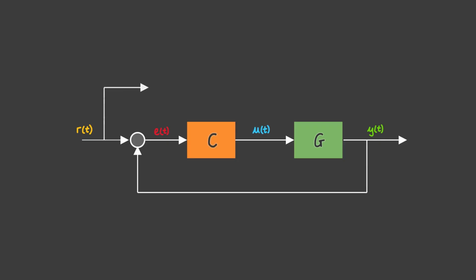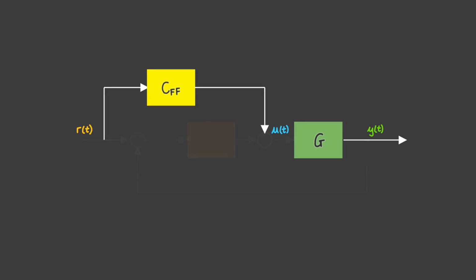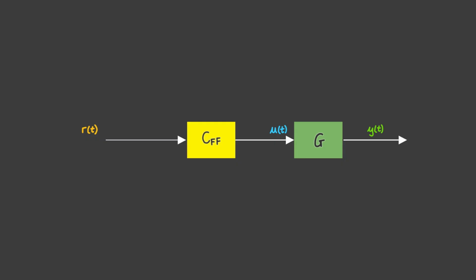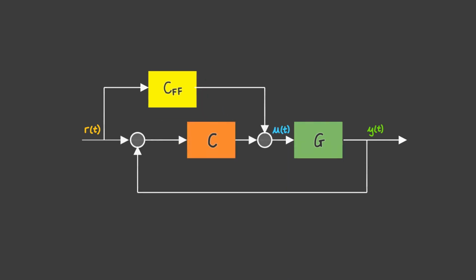Now, in almost all motion systems, there's not just a feedback controller, but also a feed-forward controller, which I'll call CFF. The feed-forward controller doesn't use the sensor information. It only looks ahead. As you can see, if I just show the feed-forward part in isolation, it anticipates the control action needed based solely on the desired outcome, R of t, without waiting to see the result, Y of t. Okay, let's go back to the full diagram.